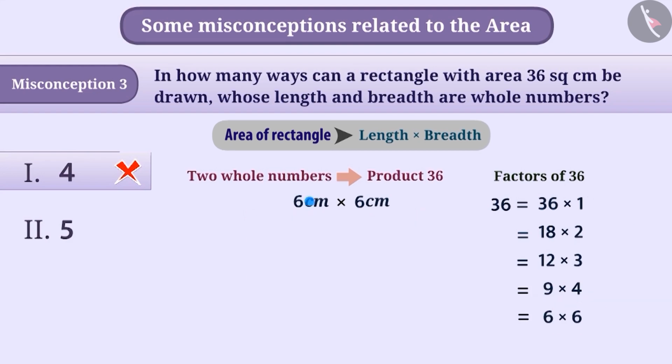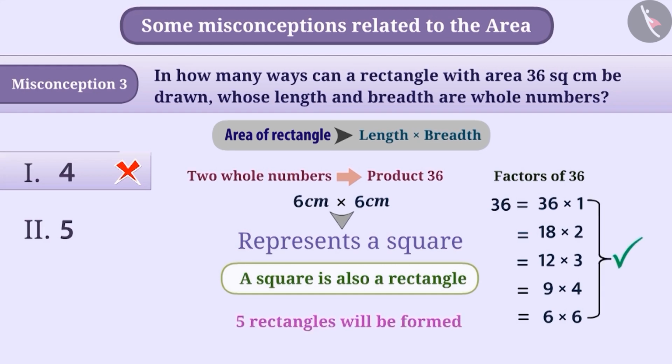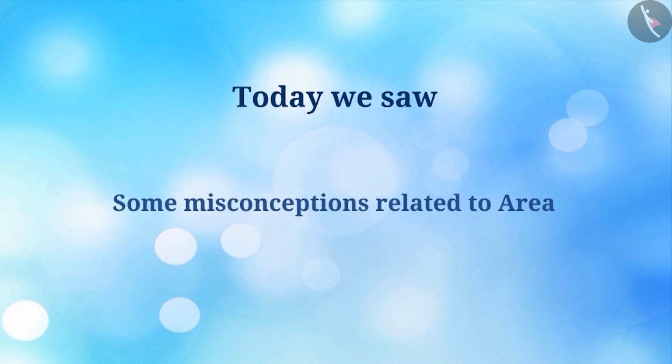Even though 6 cm multiplied by 6 cm represents a square, a square is also a rectangle. Therefore, a total of 5 rectangles will be formed here, which means option 2 is the correct answer. So today we saw some misconceptions related to area.